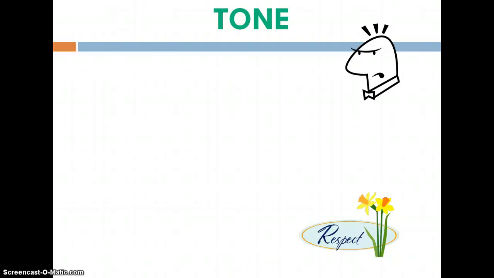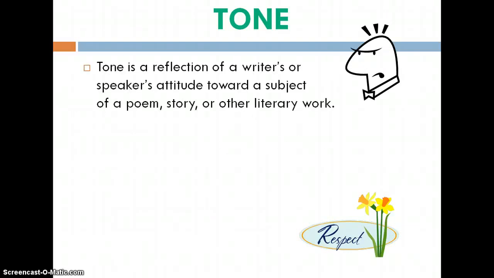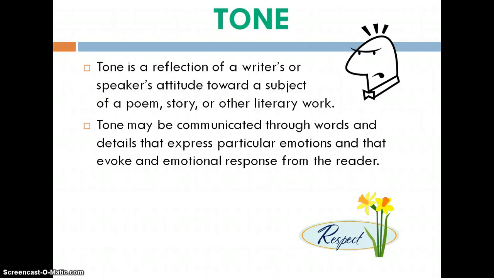This is a little different than tone, although they're very similar and people do get them confused. Tone is a reflection of a writer's or speaker's attitude toward a subject of a poem, story, or other literary work. So tone is communicated through words and details that express particular emotions that evoke an emotional response from the reader. So mood, me, the reader. Tone, author has a T in it. Tone is the author.